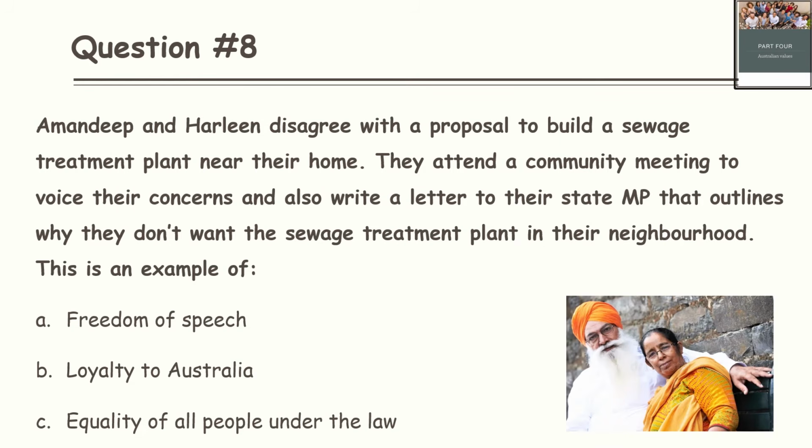Question 8. Amandeep and Harleen disagree with a proposal to build a sewage treatment plant near their home. They attend a community meeting to voice their concerns and also write a letter to their state MP that outlines why they don't want the sewage treatment plant in their neighborhood. This is an example of A. Freedom of speech. B. Loyalty to Australia. C. Equality of all people under the law.